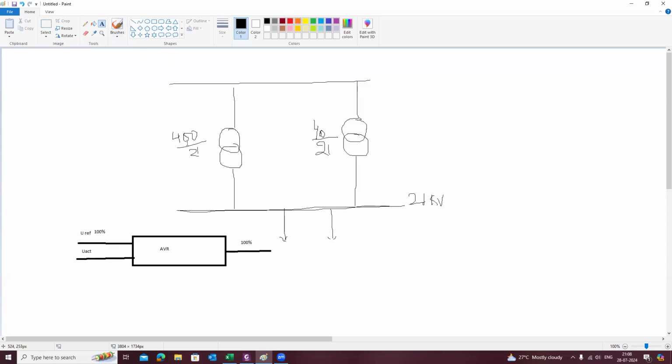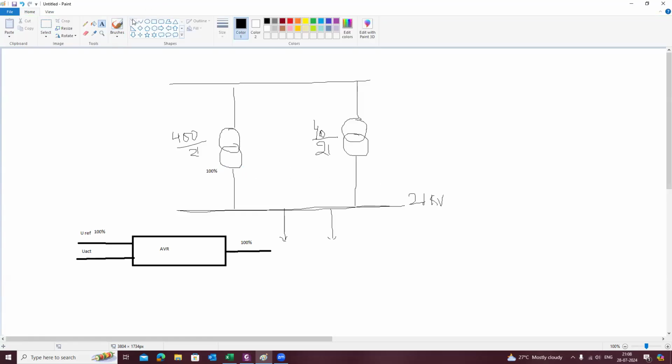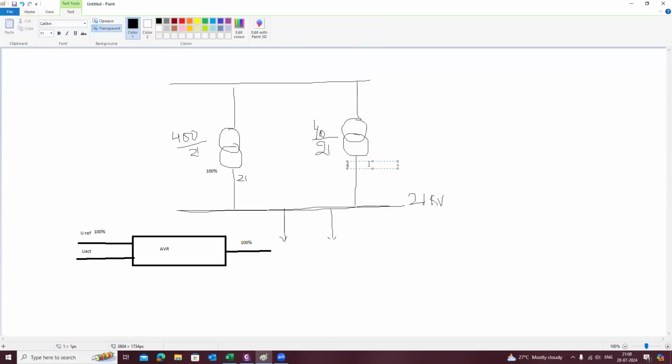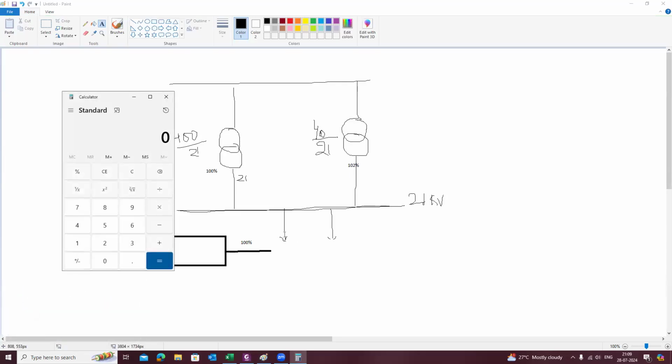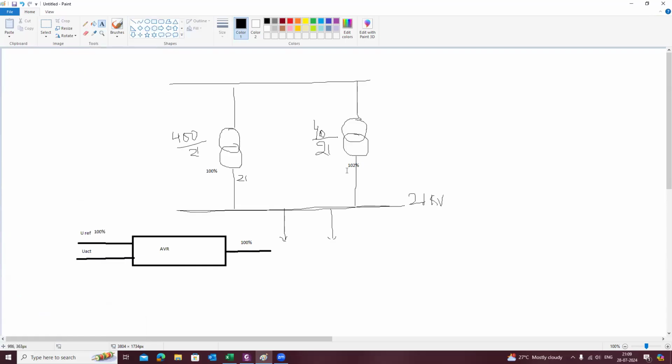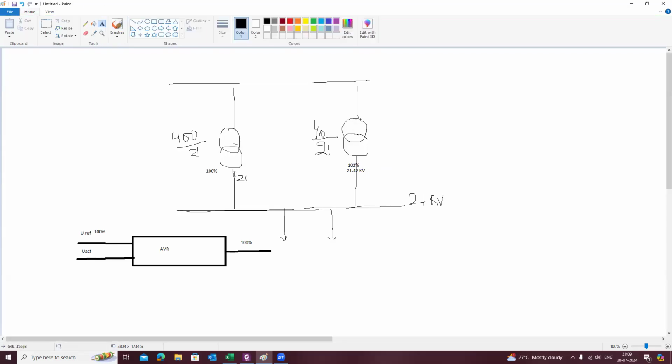So let's suppose for this generator, I have given the generator set point as 100%. And for this 100%, the voltage is 21 kV ideally. And for the other generator, I am giving the generator set point as, let's suppose, 102%. So what will be 102% of 21 kV? This is 21.42, right? So if I say 21.42 kV is the generator output voltage of this particular generator, while this generator will try to maintain 21 kV.